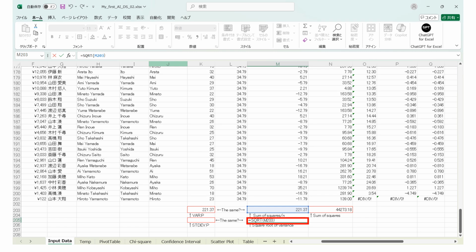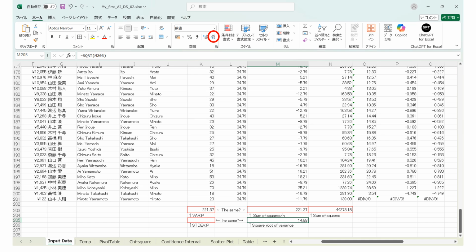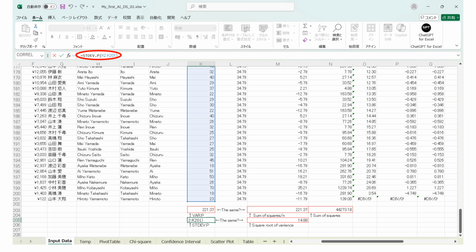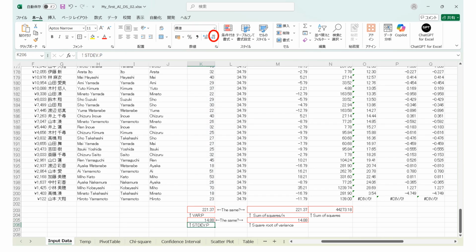Then, use the square root function to find the square root of the variance. Round to 2 decimal places. Next, let's calculate the standard deviation using the standard deviation p function and confirm if it matches the square root of the variance. Round to 2 decimal places. The same value is obtained. The square root of the variance is the standard deviation.